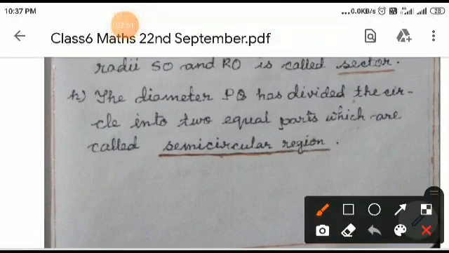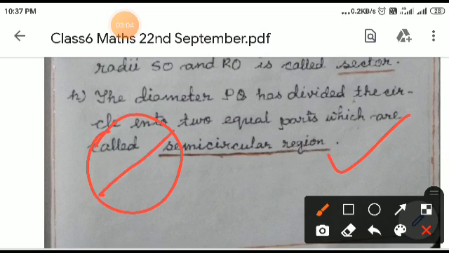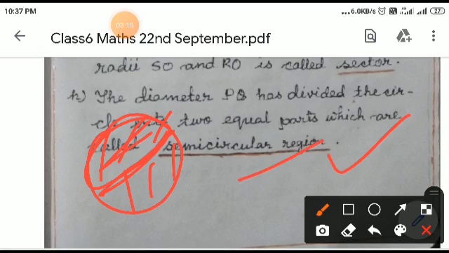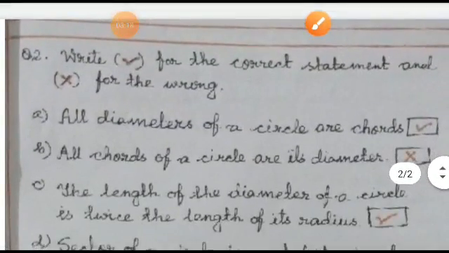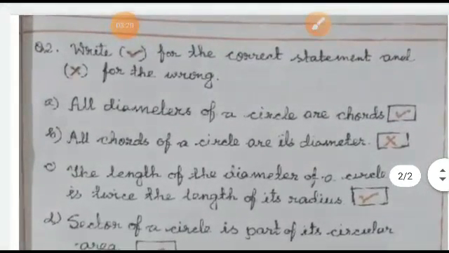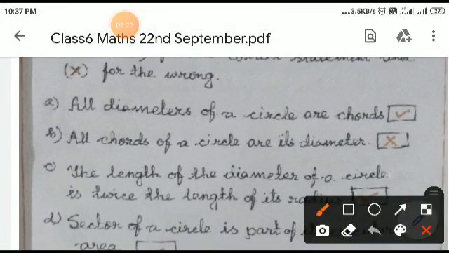The diameter PQ has divided the circle into two equal parts, which are called, we can say here, semicircular region. Because of the diameter, not any 2 points, the diameter divides it into two parts, and these are called semicircular regions. We can measure the area, so it is a region, semicircular region. Now question number 2, here some statements are given. You have to write tick for the correct statement and cross for the wrong one. Part A, all diameters of a circle are chords.